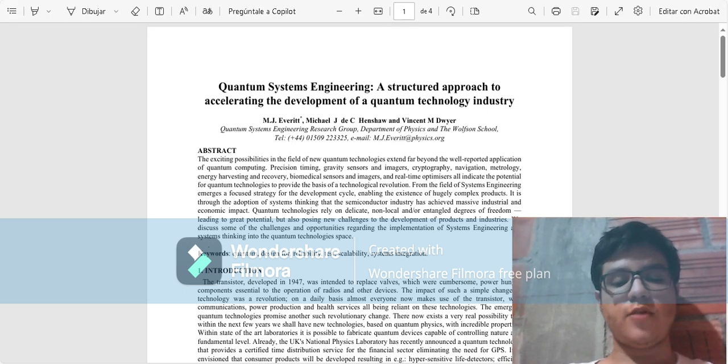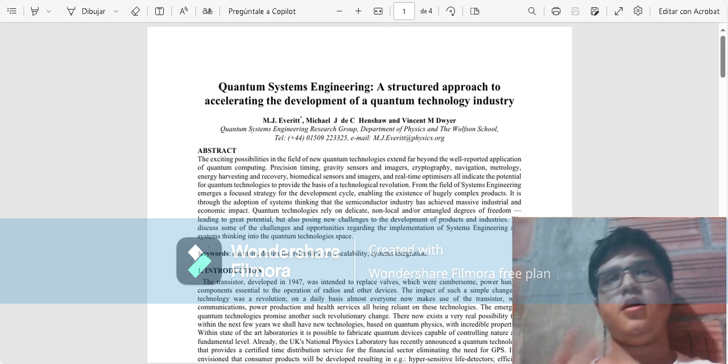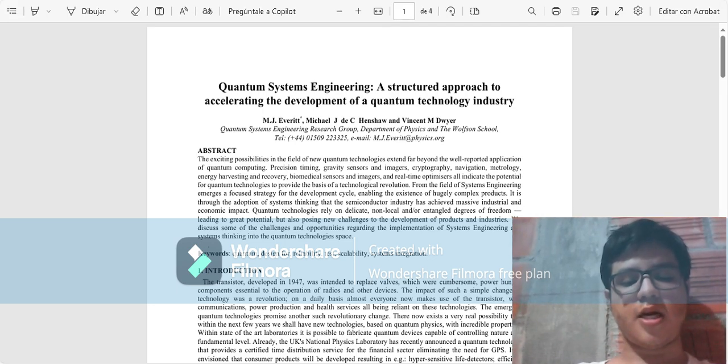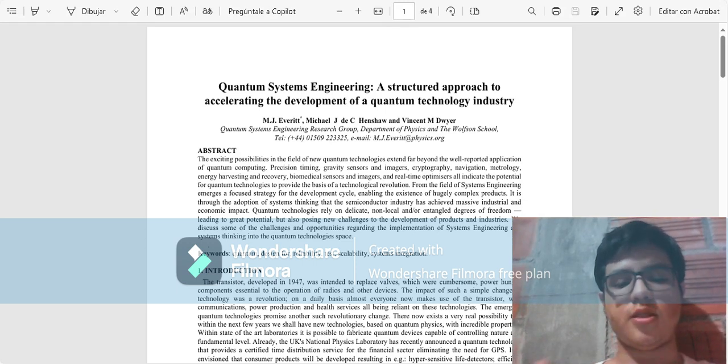So, what are some of the key areas in quantum system engineering according to the paper? Number 1. Abstraction and high-level design. Quantum mechanics is abstract and hard to interpret. We need new design tools that help people work with quantum systems even without the physics knowledge.